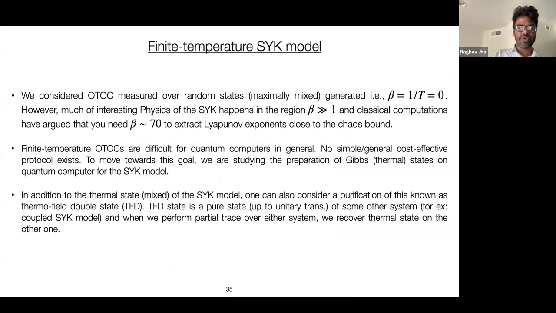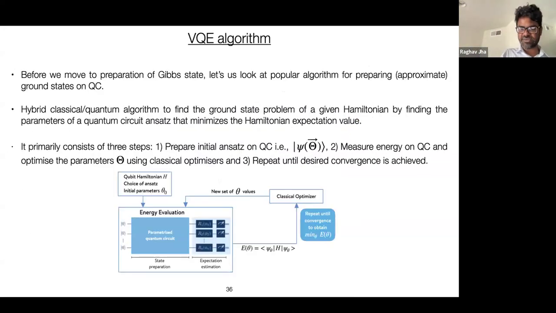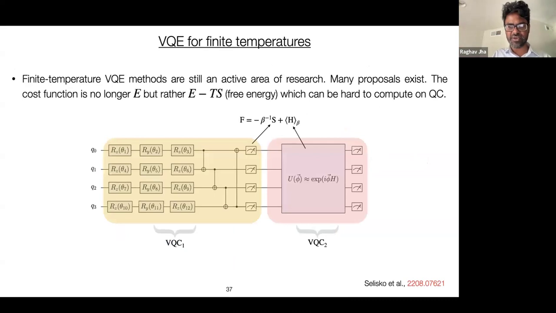So now we are trying to extend this work to finite temperature SYK using variational methods. Variational methods are another class of algorithms used to find the ground state of a given Hamiltonian. But this is usually done for 0 temperature, though there are ways in which people have extended this to finite temperatures. Finite temperature VQE is still an active area of research, but we are using an algorithm and constructing the cost function, which is the free energy, and trying to minimize it.